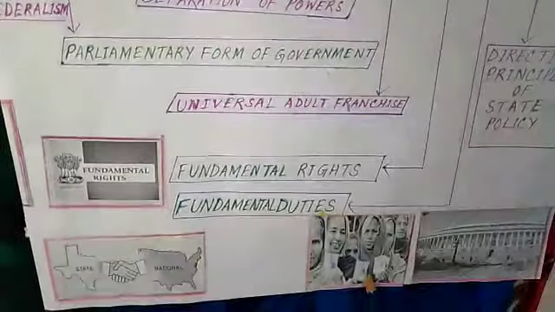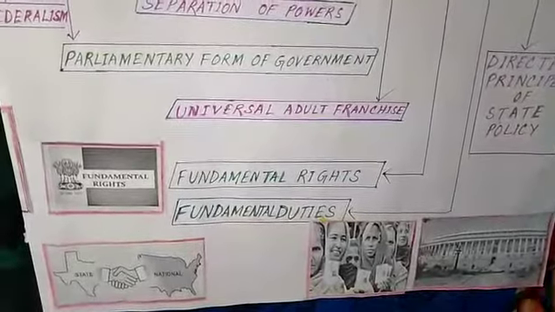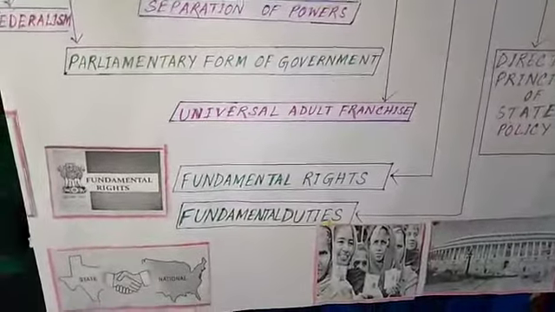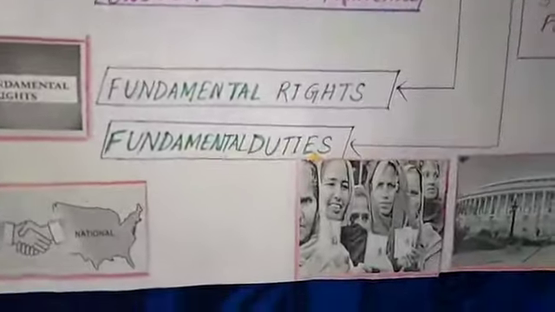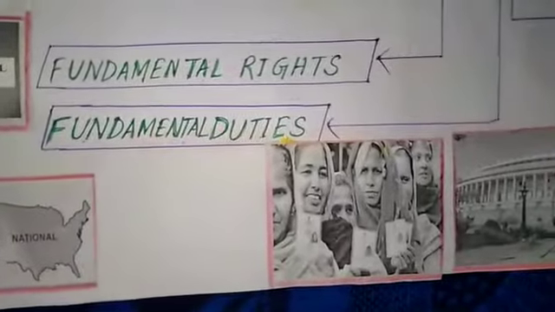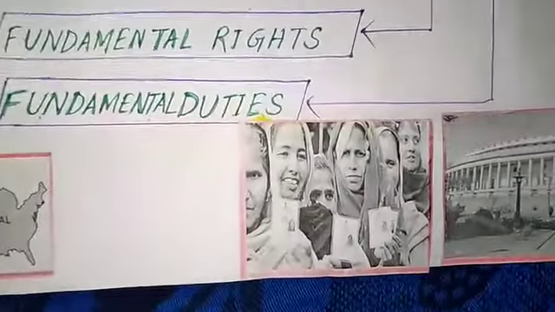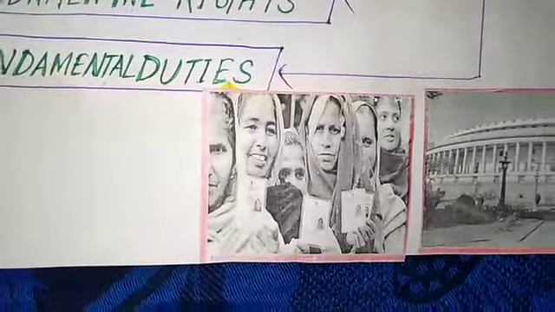Now universal adult franchise, this is the power to vote. You have learned this earlier. All citizens of India who are above 18 years of age have a right to vote, irrespective of their caste, creed, religion, gender, education level, etc. Got it?